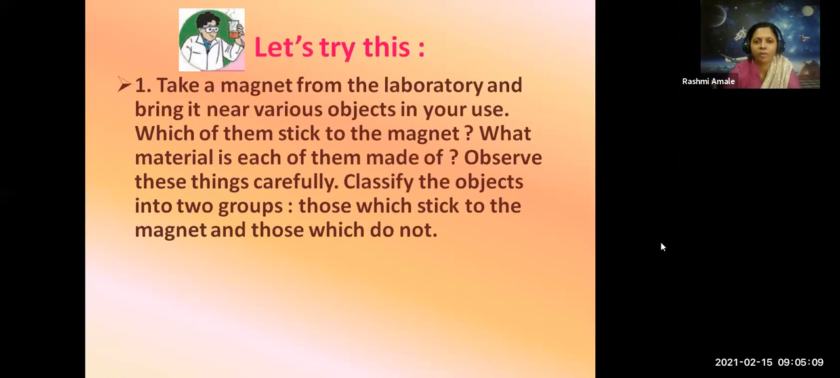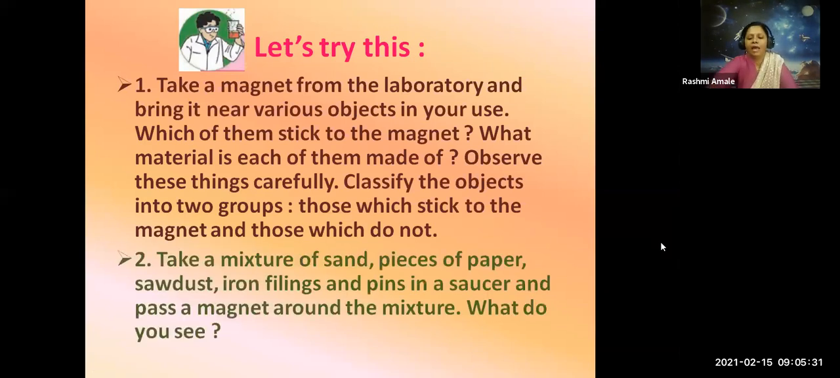So let's try this. Take a magnet from the laboratory and bring it near various objects in your use. Which of them stick to the magnet? What material is each of them made of? Observe these things carefully. Classify the objects into two groups, those which stick to the magnet and those which do not. The second activity is to take a mixture of sand, pieces of paper, sawdust, iron filings and pins in a saucer and pass a magnet around the mixture. What do you see? Students, these two experiments we are actually going to perform.